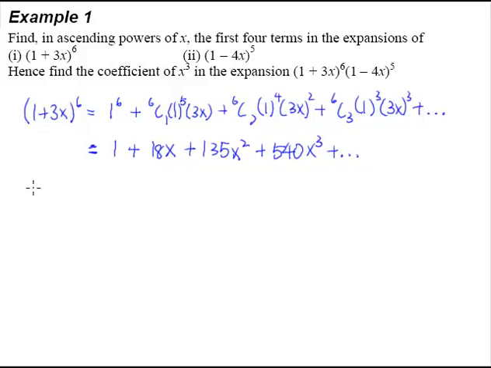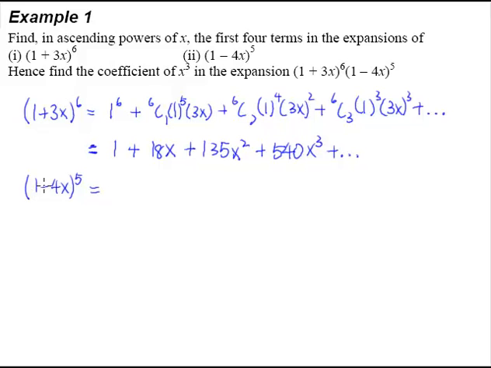Next let us move on to the second part, to expand (1 − 4x) raised to the power of 5. Again, this will be our first term, this will be our second term. Take note of the negative, because now our second term is negative 4x, including the negative. This is the second time we're doing the expansion, so I hope I can do it a little bit faster.